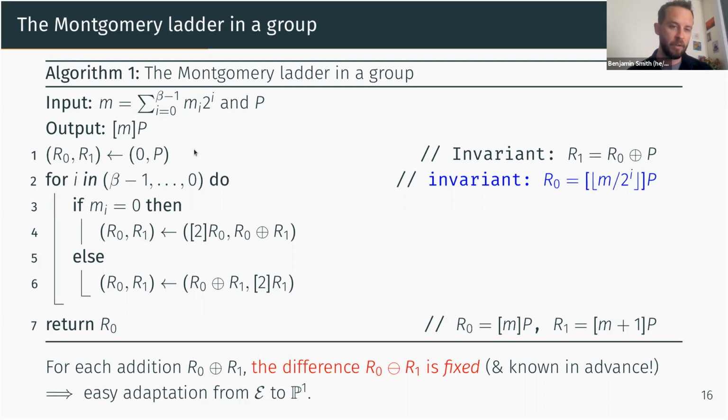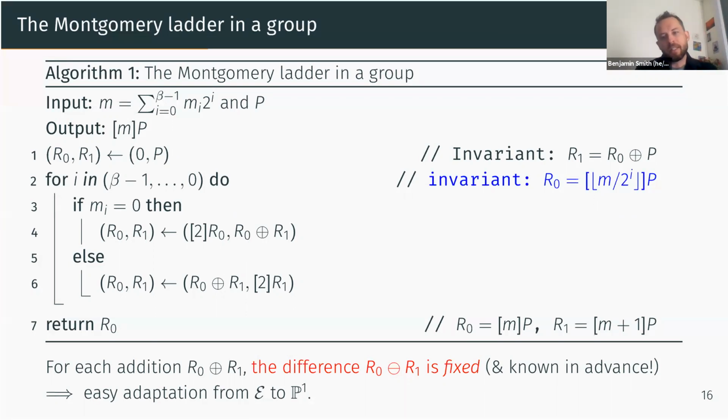I mean, it's initialized that way, but then you see every time you do an update here, so here R1 is becoming 2R0, R0 plus R1, and if you take the difference of these two things here, you see that R1 is again R0 plus P. If the old values had this difference, then the new values still have this difference. The same happens in the other branch here. Right. So R1 is always P more than R0 the whole way through. And with that in mind, you see that what you're really doing here is double and add. And so at the end, R0 will be M times P and R1 will be M plus 1 times P.